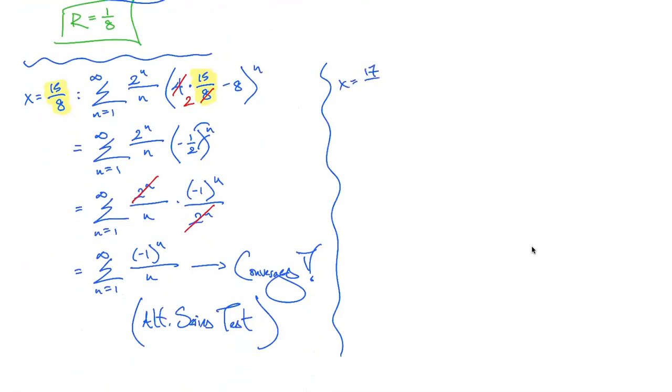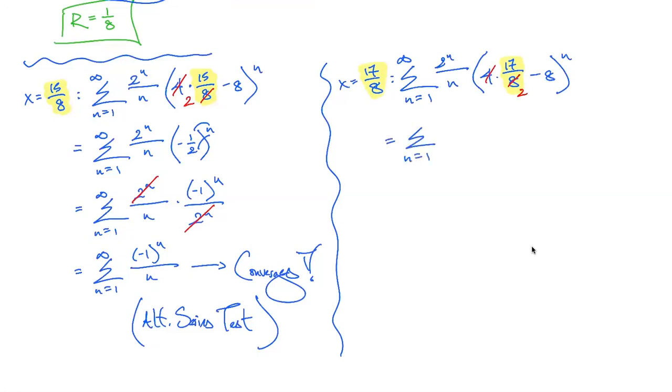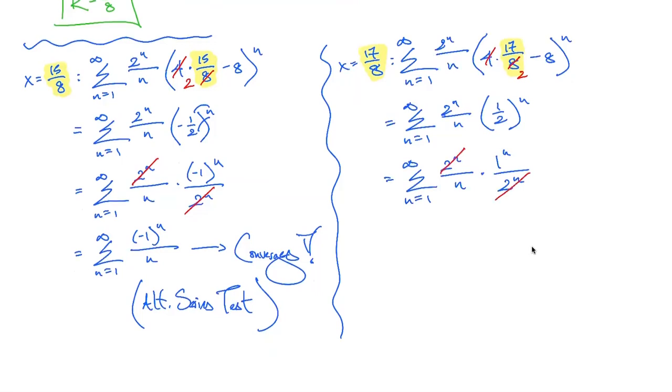So x equals 17/8. So n equals 1 to infinity, 2 to the n over n, times 4 times 17/8 minus 8 to the n. And again, all I did was plug in 17/8 for the x. So let's cancel a little bit here. I've got 17/2 minus 8 will give us 1/2 to the n. I can split that the same way I did the last one: 2 to the n over n times 1 to the n over 2 to the n. And those are going to reduce. And 1 to the n is actually just going to be 1.